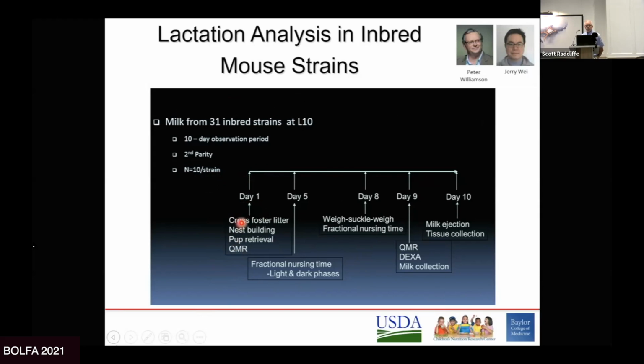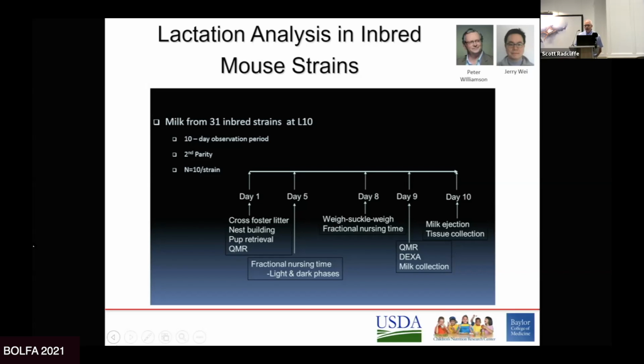The dams would give birth on day 1. We would cross-foster them to a weight normalized litter of CD1 pups that was also day 1. And we'd look at some traits like maternal behavior and body composition in the mom. And then on day 5, we'd look at aspects of how long the mom spent on the nest during the light phase or the dark phase. On day 8, we did a weigh-suckle-weigh to try and get a separate indication of milk yield.